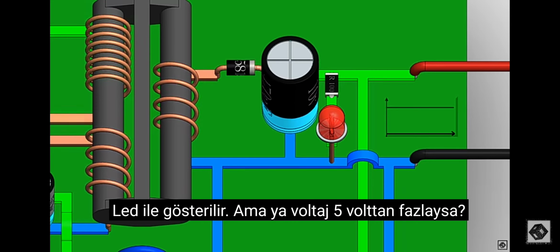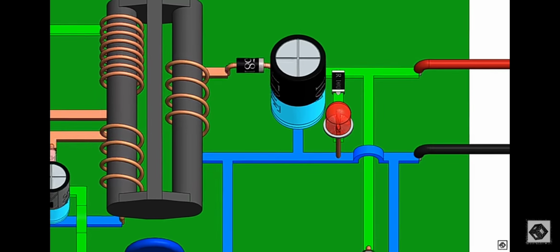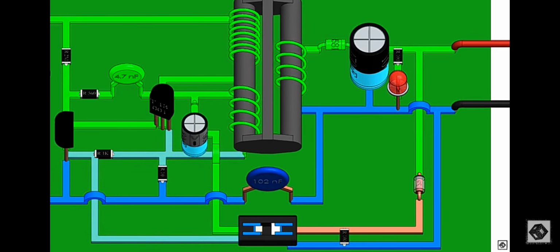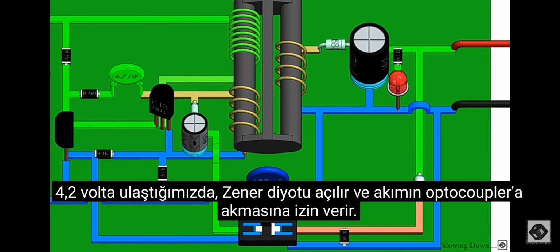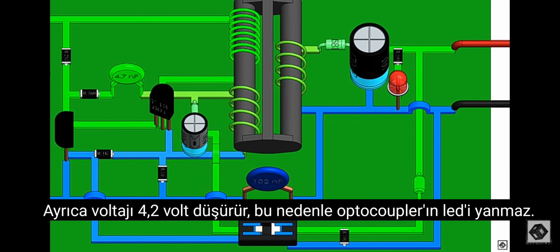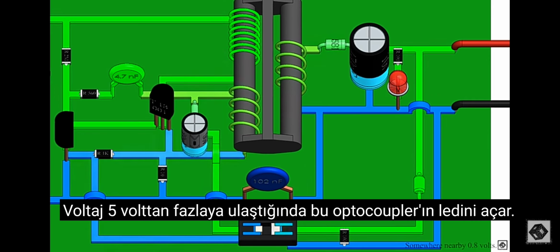But what if the voltage is more than 5 volts? Hence we have a feedback circuit. As we reach 4.2 volts, the Zener diode turns on, allowing current to flow to the optocoupler. It also drops the voltage by 4.2 volts, hence the LED of the optocoupler doesn't turn on. The LED requires 0.8 volt to turn on.